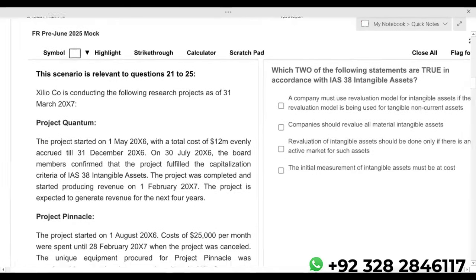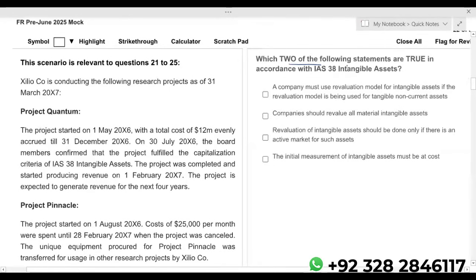Let's move. Which two of the following statements are true in accordance with IAS 38 intangible asset? Out of 4, there are 2 statements that are true. If you are unable to find which 2 are true, then try to find which are the 2 statements that are incorrect, false. Automatically, that will lead to the answer.